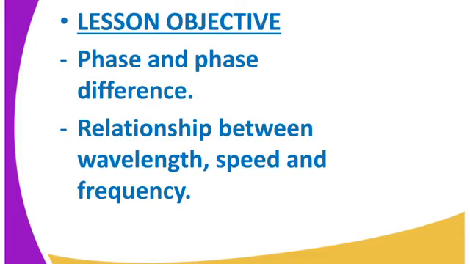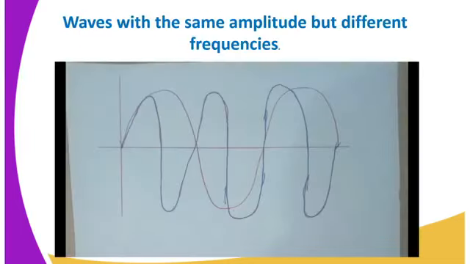I want us to begin by looking at the phase and phase difference of a wave. For us to understand that, there are some factors that we need to consider. We began by looking at the characteristics of a wave motion. Among these, a wave is made up of the amplitude, and the amplitude is the maximum displacement of a wave on either side.